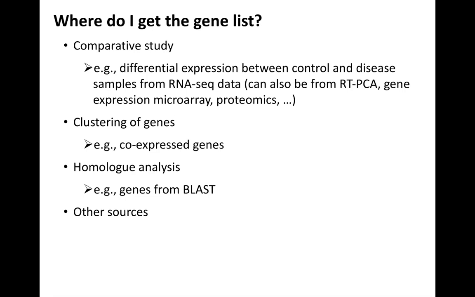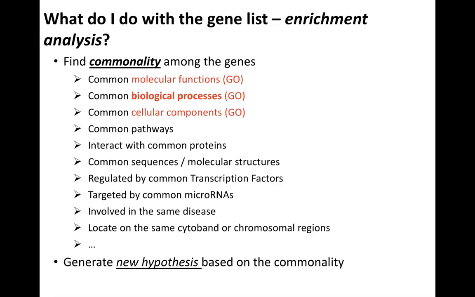Of course, besides those differentially expressed genes, sometimes a list of genes can be obtained from clustering of genes. You can get genes whose expression profiles are very similar across different samples. Or maybe you got genes that are homologs across a species or among many species. So there are many ways you can get a gene list. But many times the question is, what are the common things about the genes? What are the commonalities among the genes?